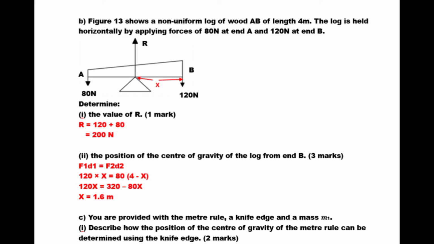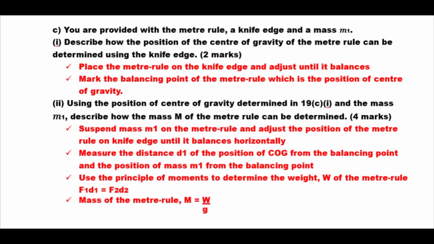Let's go to C. You are provided with a meter rule, a knife hinge, and a mass M1. Describe how the position of the center of gravity of the meter rule can be determined using the knife hinge. In other words, how do you determine the position of COG using the meter rule and a knife?